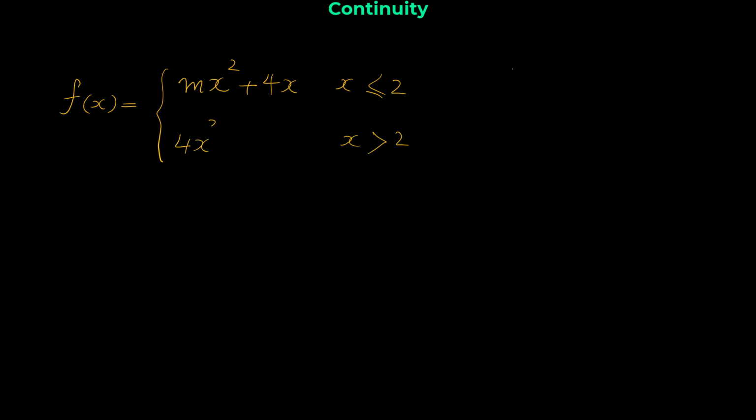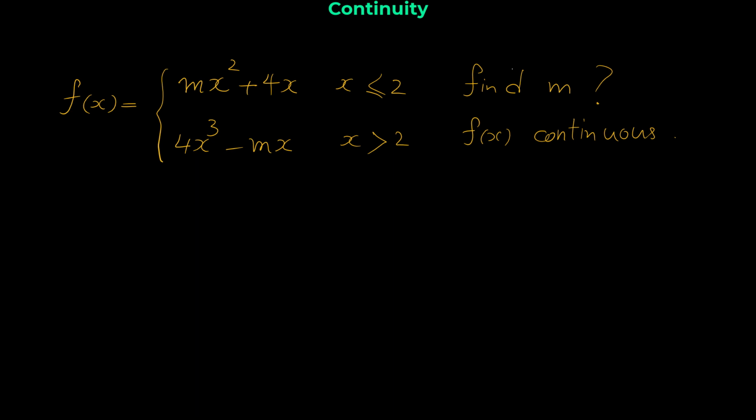Now let's do the next example. We are given this function f of x equals mx squared plus 4x when x is less than or equal to 2, and if x is greater than 2, 4x cubed minus mx. But what is the question? We have to find a value for m such that that value makes f of x continuous everywhere.